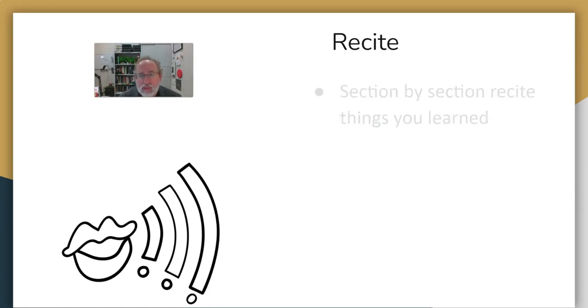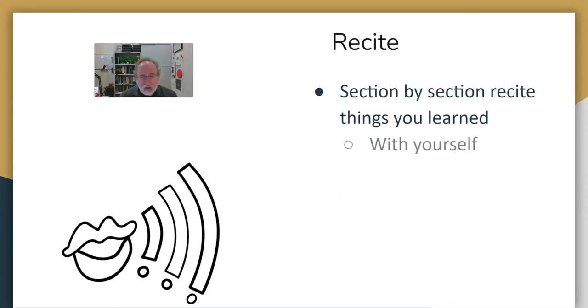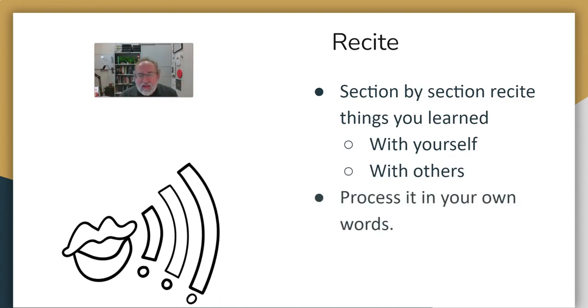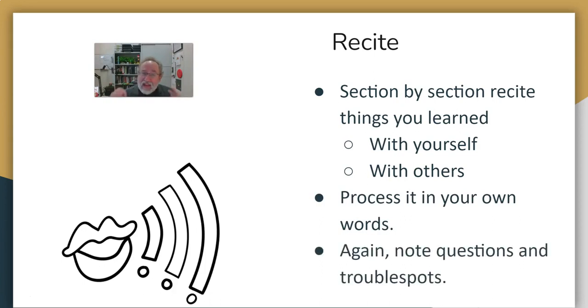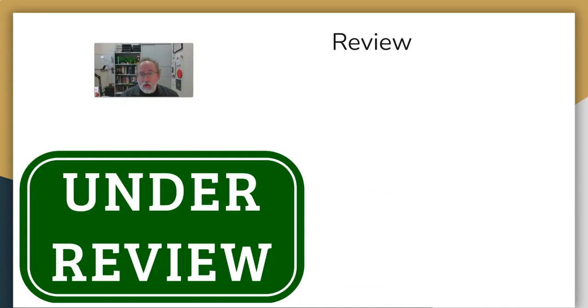Then what you want to do is recite. Section by section, ideally, recite things you've learned. You can talk to yourself. You can do it with others, a classmate or a family member. You say, hey, I just read this, so you can get it out. The whole point of reciting is that you process it in your own words. You're not quoting anything or diving into the exact wording. What is this concept? What are those ideas? You want to recite those things. And again, note your trouble spots, like, I'm not sure if I got that right. Just note those things, but then keep moving forward.